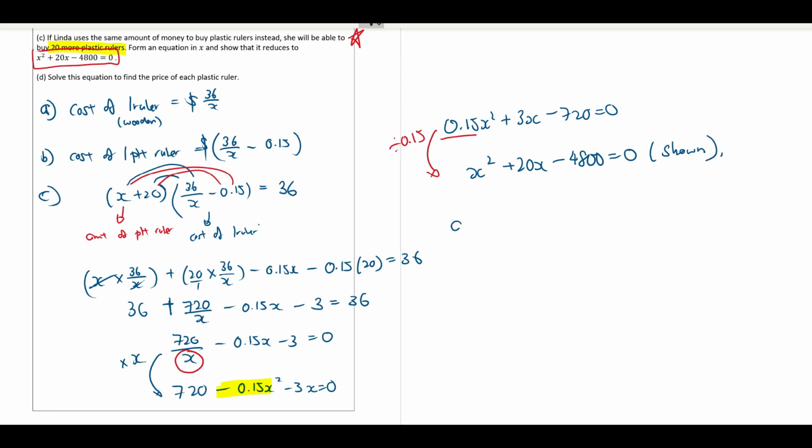Okay, next D, let's just use this to do the cross factorization, or you can just use your mode 3 to do it. x squared plus 20x minus 4800 equals 0. Then you use your calculator. x minus what? x plus what? That would be maybe... okay, just take out your calculator and do it.